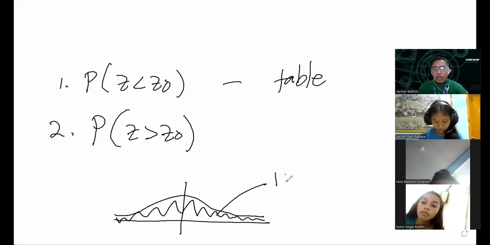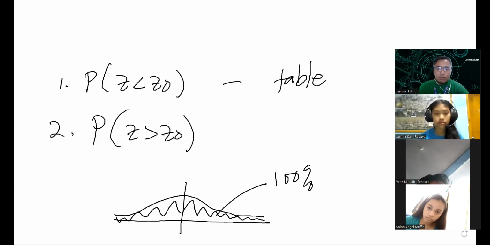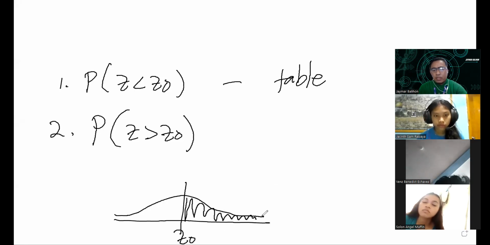If you shade everything, class, that is 100% or equivalent to 1. Okay? If everything is shaded, it is 100% or 1. If nothing is shaded, that is 0. Always bear in mind. How about if this is your z sub o and you are looking for greater than z sub o, so it must be somewhere here. It means after the z sub o.